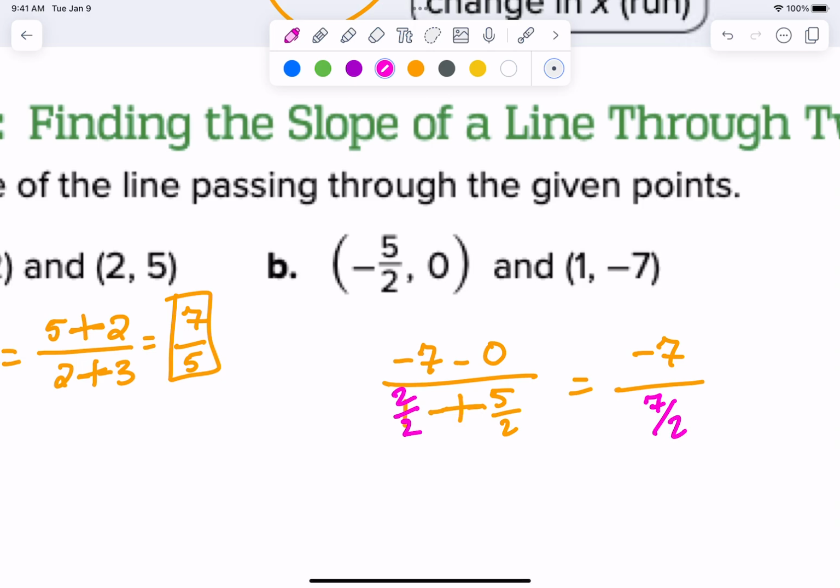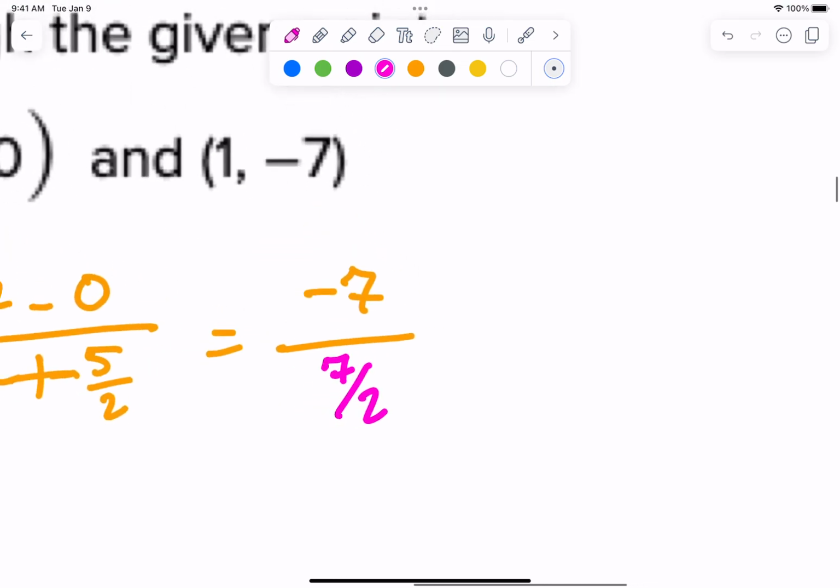Okay, pause. This is where it gets a little bit tougher. How do I take negative 7 and divide by 7 over 2? Well, negative 7 is negative 7 over 1, so make it a fraction. I'm going to keep, flip, so I take negative 7 times 2 over 7.